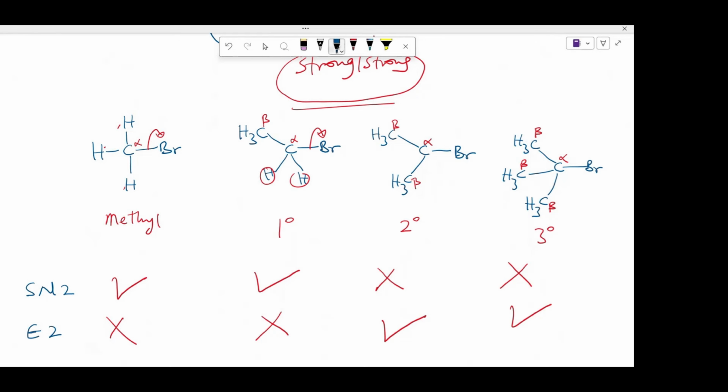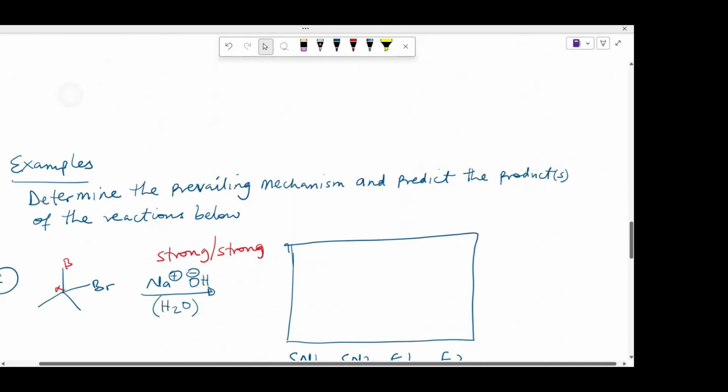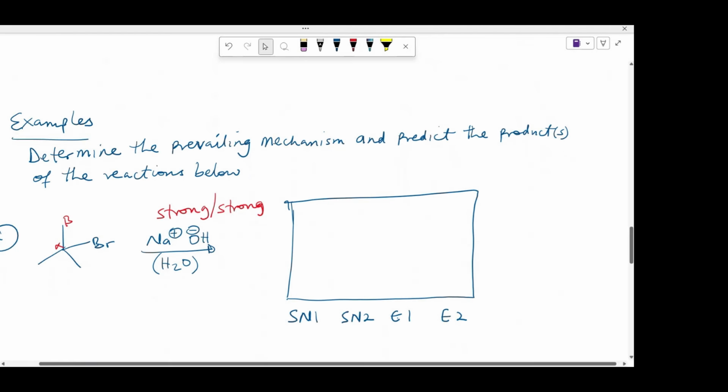Let's explore some examples. In this example, the question asks us to determine the prevailing mechanism and then predict the product of the reaction below. To solve this problem, you need to first identify what type of alkyl halide we have here. So here we have a tertiary alkyl halide because there are 3 carbons attached to the alpha carbon. We also need to look at what type of reagent we have. Our reagent here is strong.